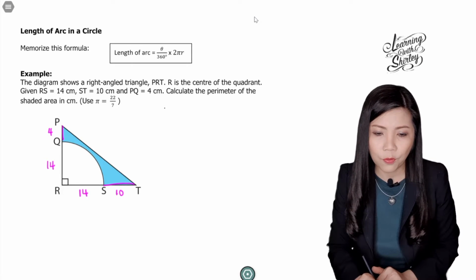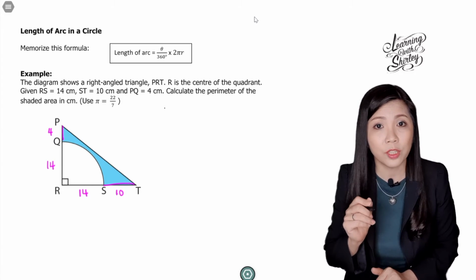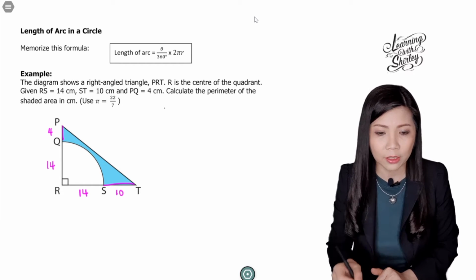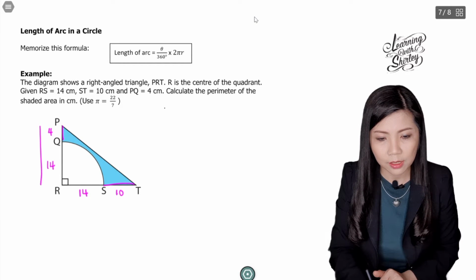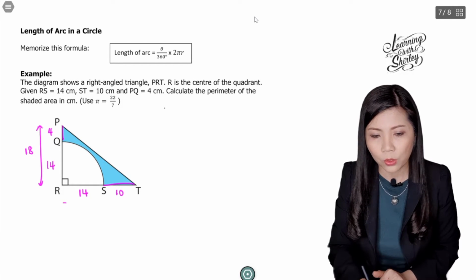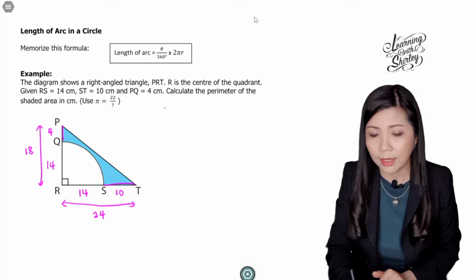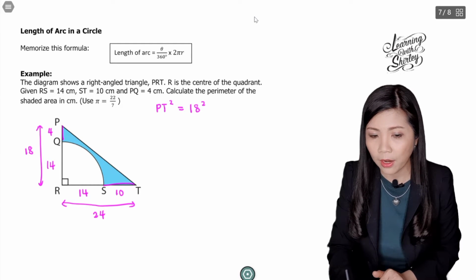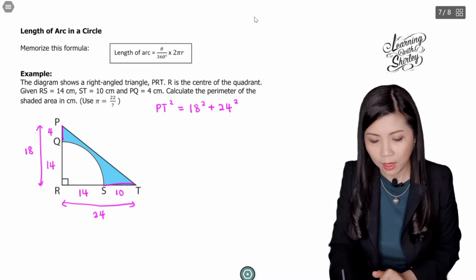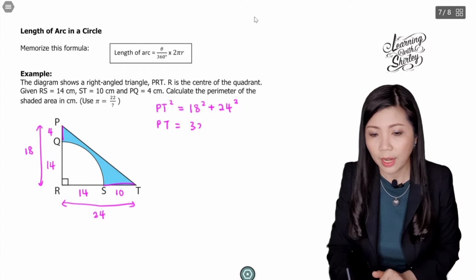So we need to find the length of PT. In order to find the length of PT, we use Pythagoras theorem since it's a right angle triangle. So we need to know what this length is. 4 plus 14 is 18, and also this length, 14 plus 10 is 24. So now we can calculate the length of PT by using Pythagoras theorem. PT squared is equal to 18 squared plus 24 squared. Therefore PT is equal to, so 18 squared is 324.